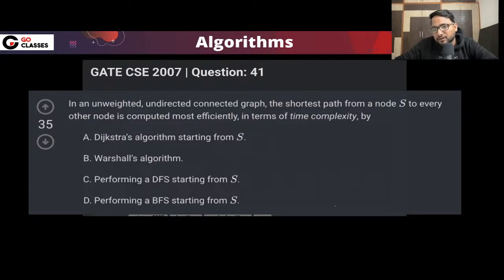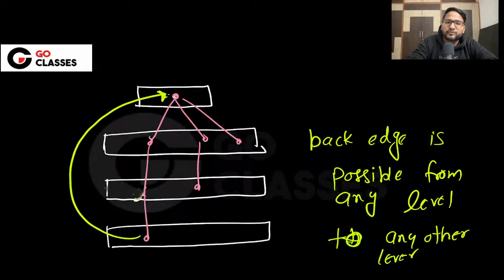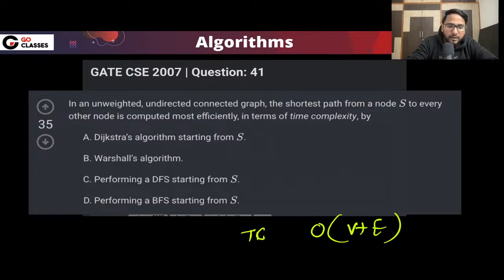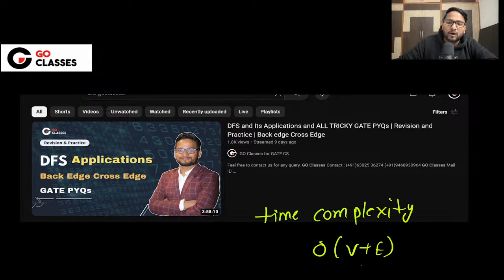Actually, BFS time complexity is just like DFS. I have explained this DFS very clearly in the previous video, so you can see that previous video for the time complexity. I'm not going to tell you again. The time complexity is order of V plus E, where V and E are the number of vertices and the number of edges respectively, right?